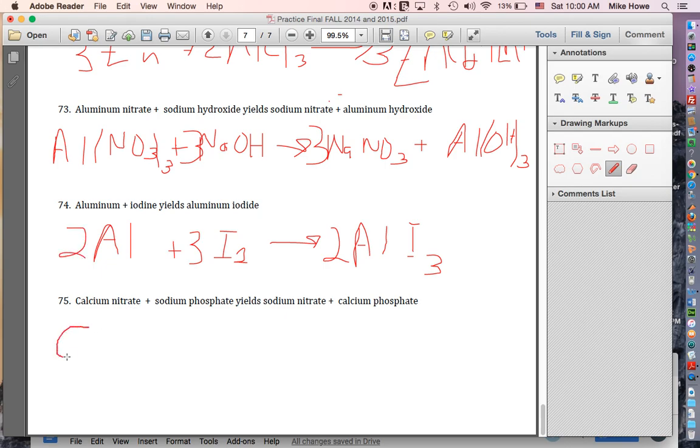All right, last question. You got calcium nitrate. So calcium is Ca, nitrate is NO3. I'll do this in the proper sequence, or I mean, it doesn't have to be done exactly like this, but if you think of it as symbols, formulas, and balance, it kind of helps you organize your thoughts. PO4, those are the symbols. That's a 4. All right, yield is an arrow. Sodium nitrate would be Na, NO3, plus calcium phosphate, Ca and PO4.